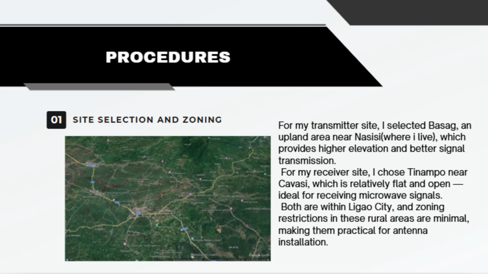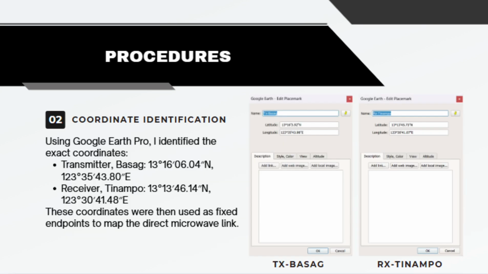Procedures: 1. Site selection and zoning. For my transmitter site, I selected Basag, an upland area near Nosisi where I live, which provides higher elevation and better signal transmission. For my receiver site, I chose Tinampo near Kavasi, which is relatively flat and open, ideal for receiving microwave signals. Both are within Ligao City, and zoning restrictions in these rural areas are minimal, making them practical for antenna installation.